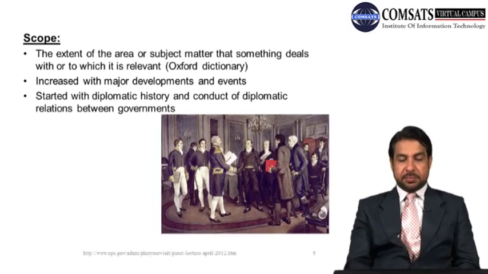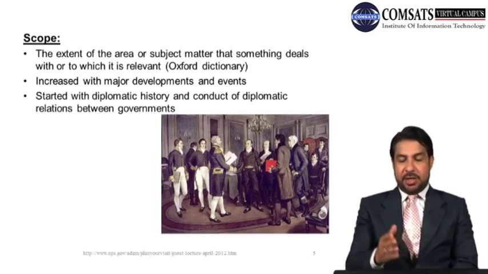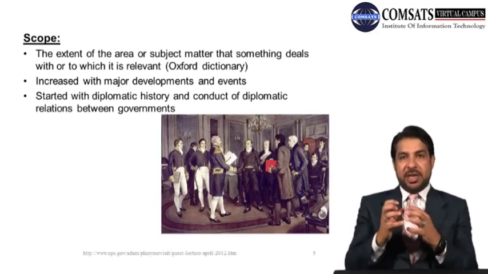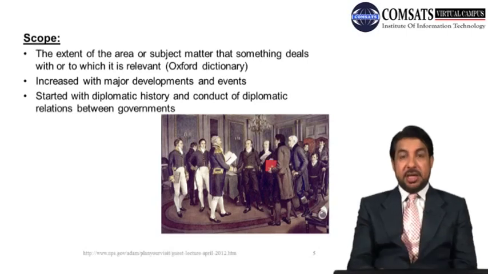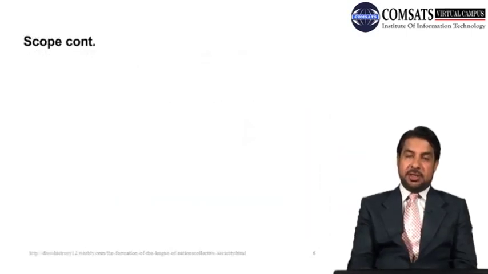Before I go to the next point, again you can see an image in which you can see the diplomatic relations between the officials, and you can see the ambassadors and the diplomats negotiating. That was basically the initial scope of international relations.